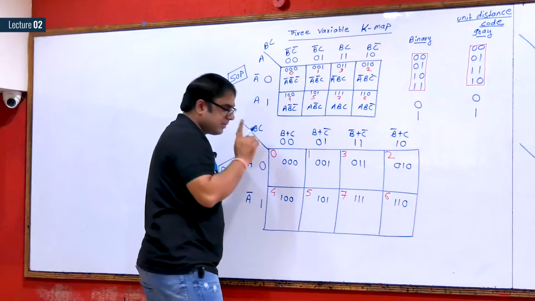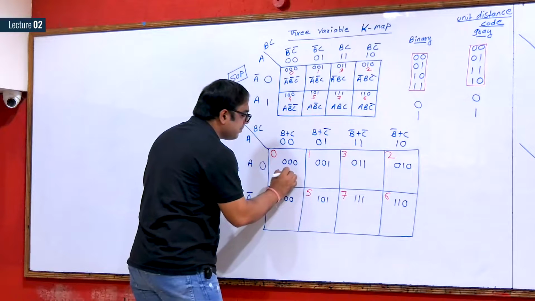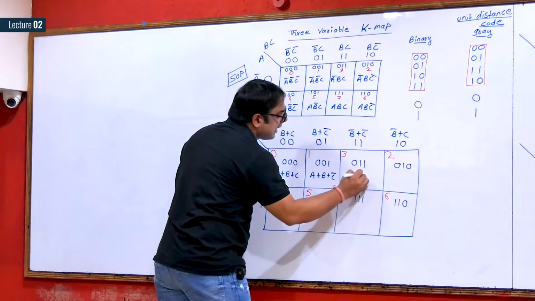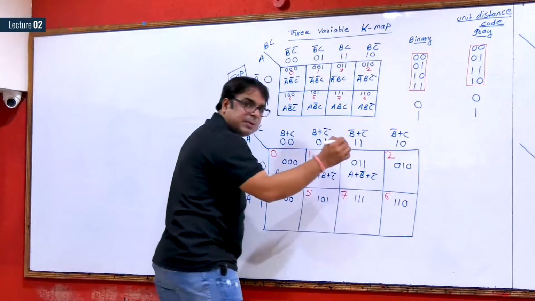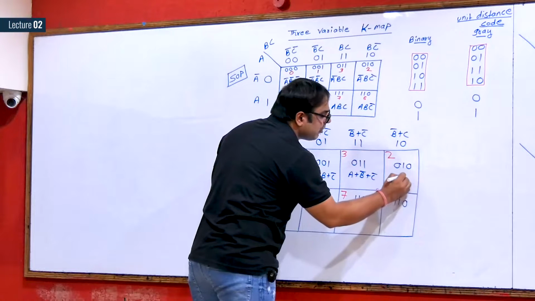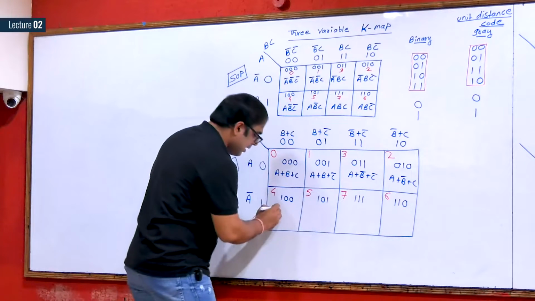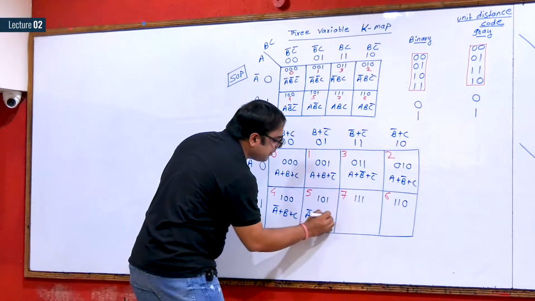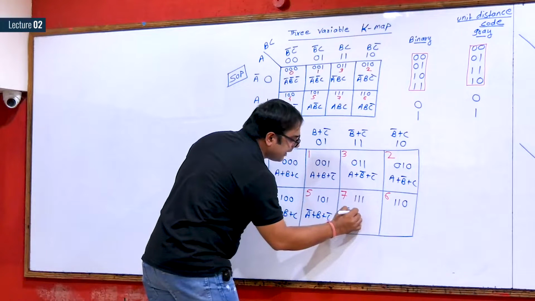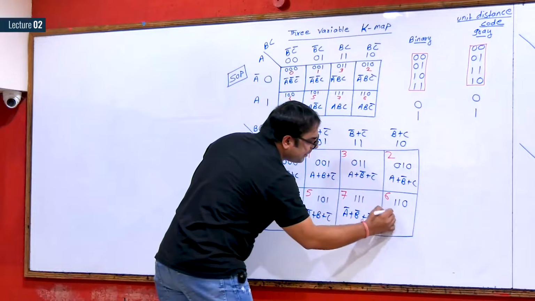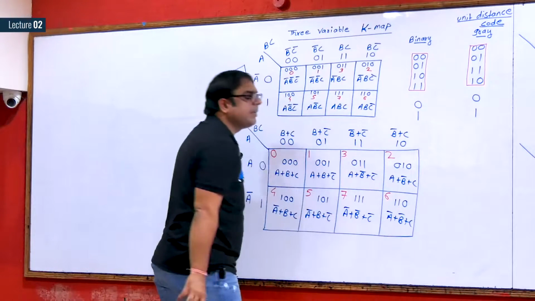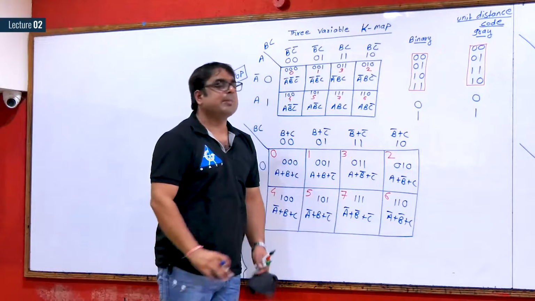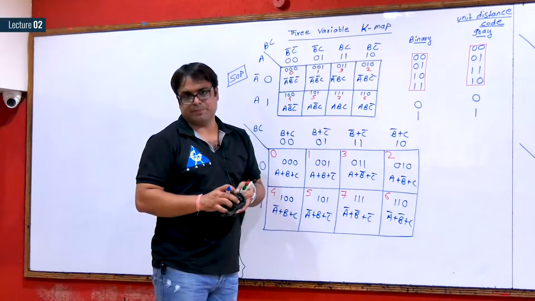Individual terms are sum terms. Please see. A plus B plus C, A plus B plus C complement, A plus B complement plus C complement, A plus B complement plus C, A complement plus B plus C, A complement plus B plus C complement, A complement plus B complement plus C complement, A complement plus B complement plus C. This is the complete structure of the K-map in 3 variable format.